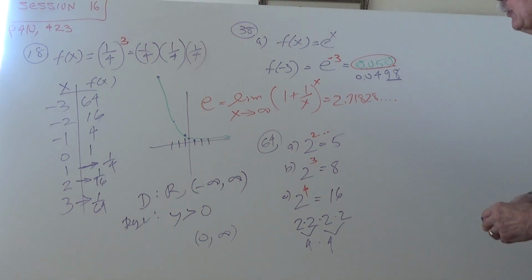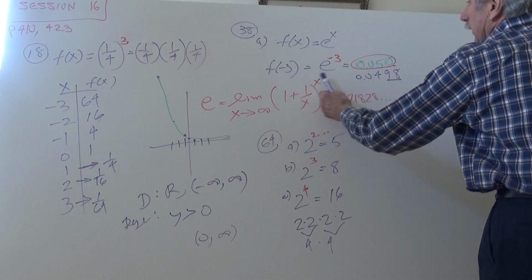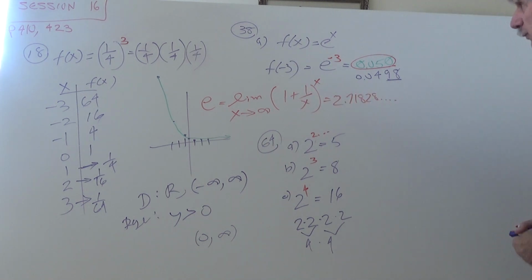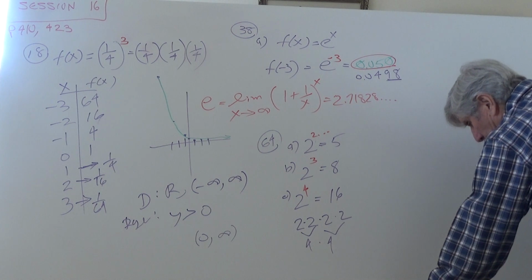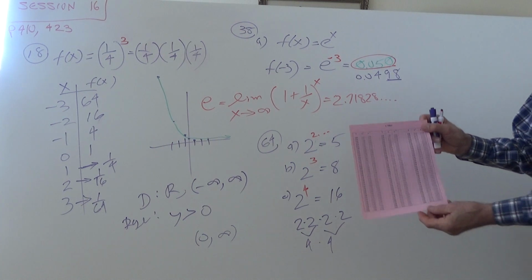We have 2 others to do here with exponents. The 38 is f of x equals e to the x. And then we'd like to find f of -3 here. And what I did is just replace the x with a -3. And then the question is, where does e to the -3 come from? Where do I get this number? Well, I get the number here from an e table.